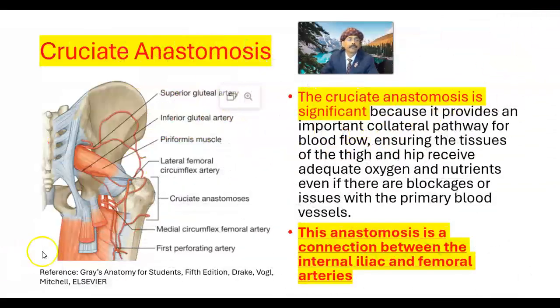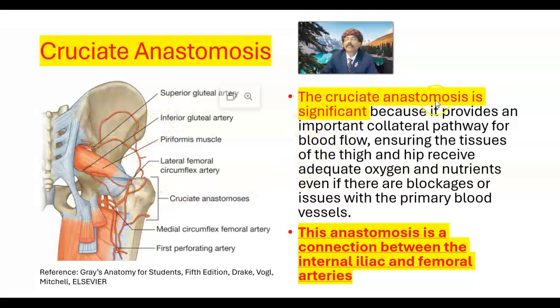Okay, so we got the cruciate anastomosis. So we have the first perforating artery going there. We have the medial circumflex femoral artery. We have the lateral circumflex femoral artery. And we have the inferior gluteal artery here. So here is the anastomosis around the lesser trochanter.